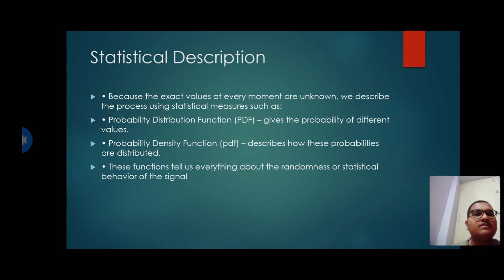Probability distribution function, capital PDF, gives the probabilities of different values. And probability density function describes how these probabilities are distributed in that signal. These functions tell us everything about the randomness or statistical behavior of the particular signal. By using these distribution and density functions and statistical properties, we can describe the randomness or statistical behavior of the signal.